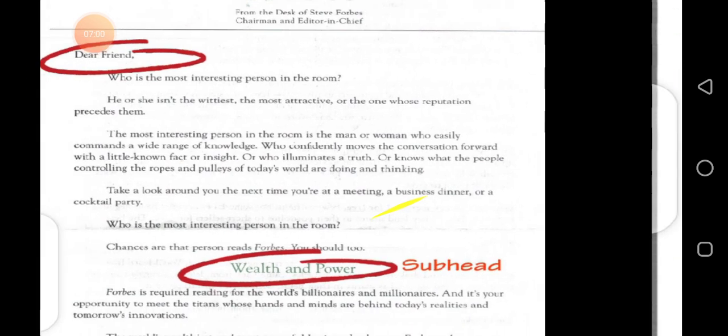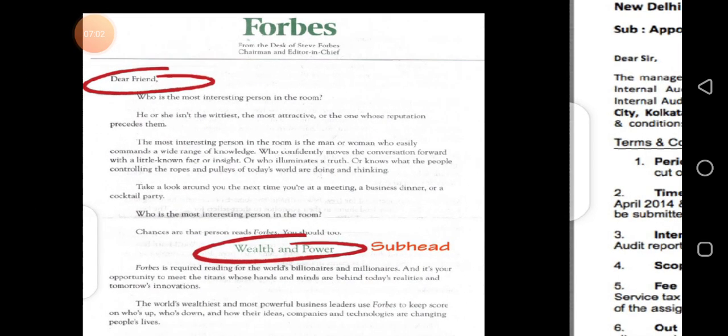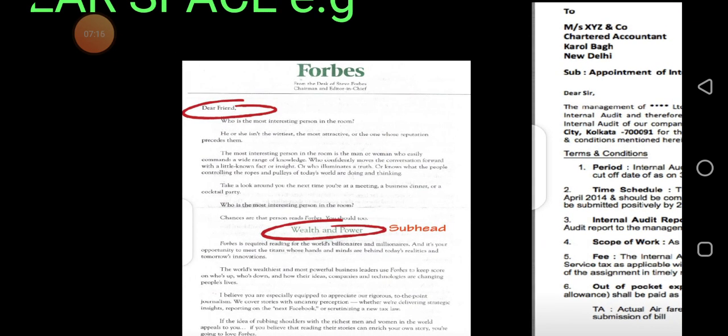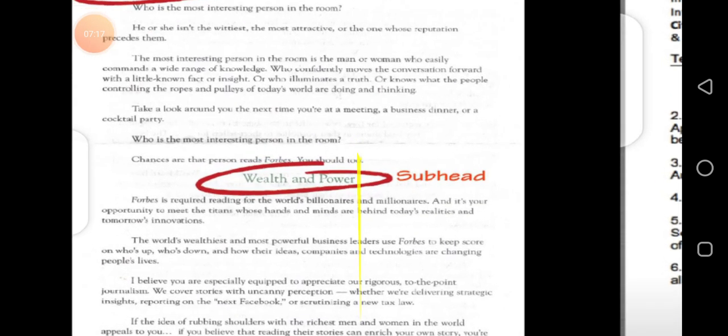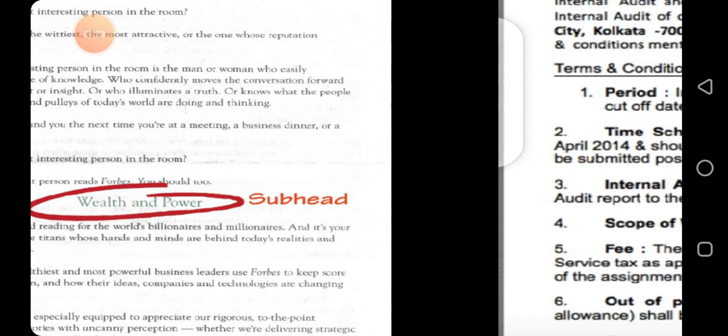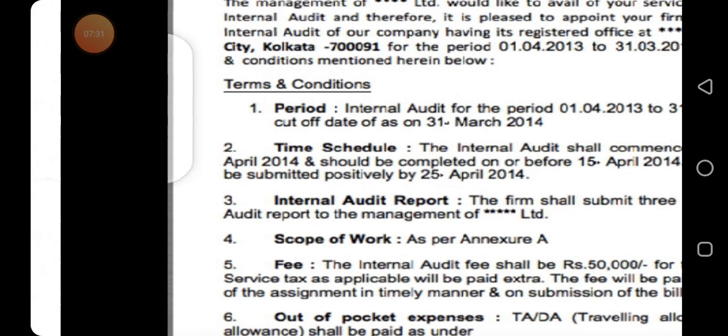As you can see here, we have "Dear Friend," which is the salutation, and next to it we have "Who is the most interesting person in the room." That's a main heading. If you look at the second circle here, you see "Wealth and Power." That's showing you that it is a subheading. So anytime you see that, you can say it is a subheading.